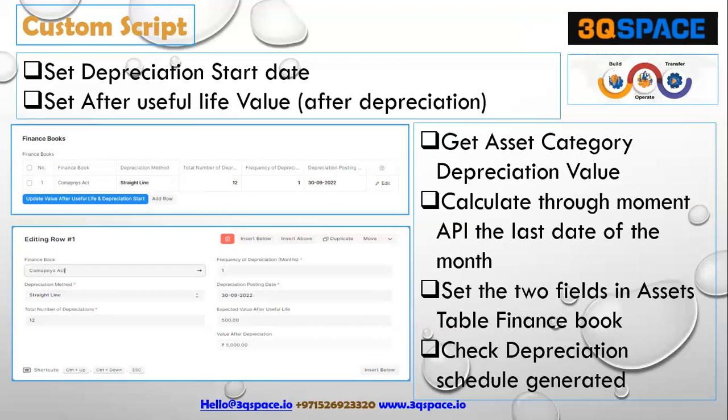So overall, in this custom script, we are basically going to look at the asset category depreciation value. We are going to get that value from a different doc type. Then we are going to use the Moment API to calculate the last date of the month. And we'll be setting fields in the asset doc type. And based on the two configuration, we'll also look at what are the changes in the depreciation schedule that are generated.